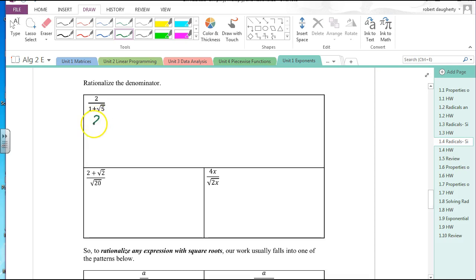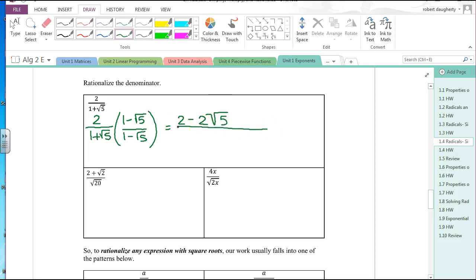Yeah, we had to take 2 over 1 plus root 5, and we had to multiply by 1 in the form of 1 minus root 5 over 1 minus root 5. That's the trick we had to do to this kind of expression to get the square roots to go away. When I multiply the top, I get what? 2 minus 2 root 5.